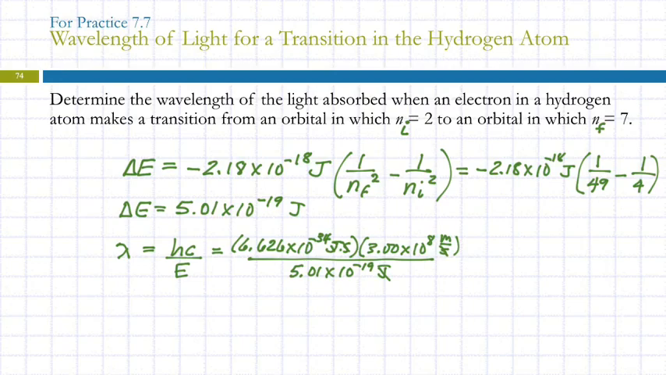So we got 6.626 EE minus 34 times 3 EE 8 divided by 5.01 EE minus 19. It's a really small number. 3.97 times 10 to the minus 7 meters is the wavelength.